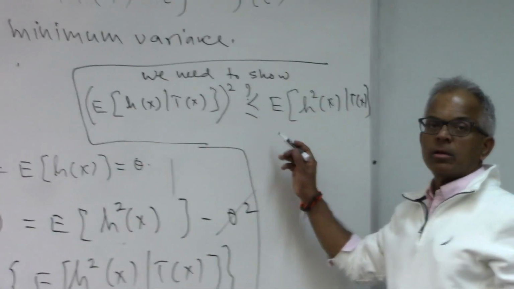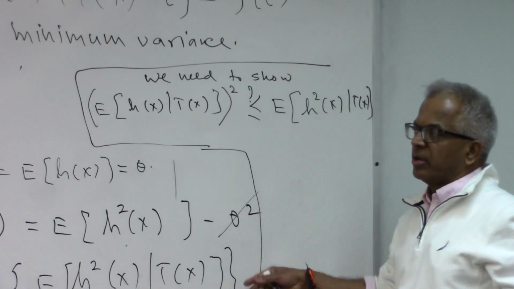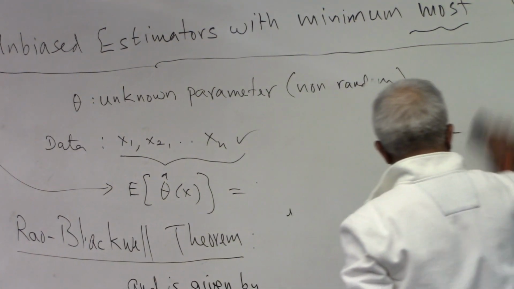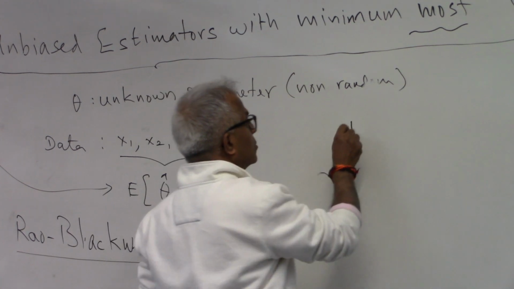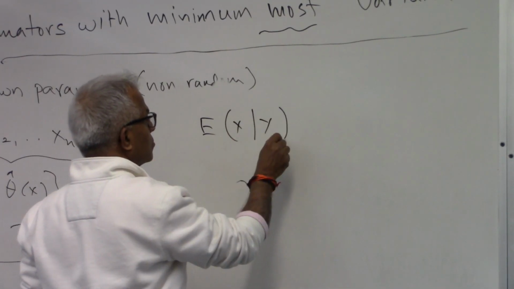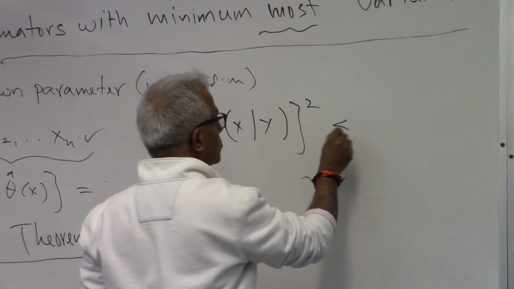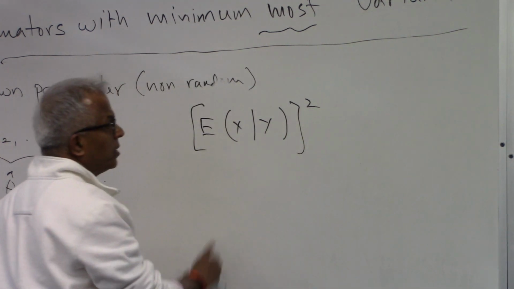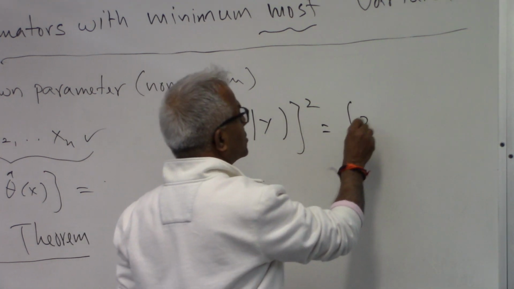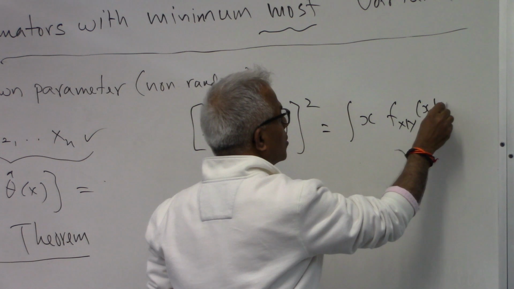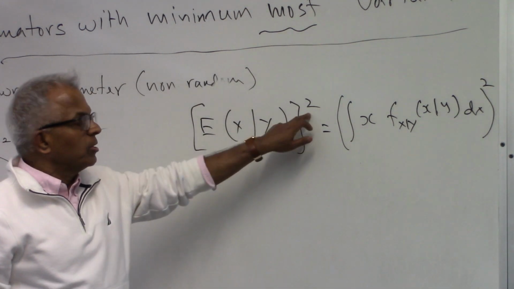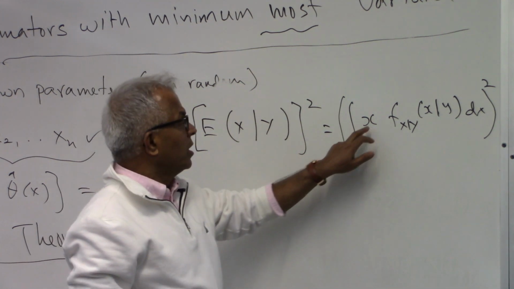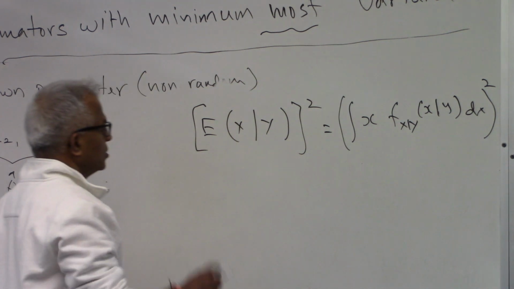Now this is true for any random variable, so let me show you this somewhere here. Let me expand this quantity. It is the expected value of x given y, the square is outside. The expected value is the integral of x times the conditional density function of x given y, dx. So I'm going to write this in the next step.